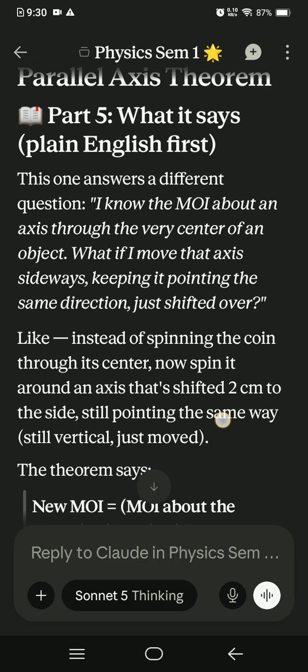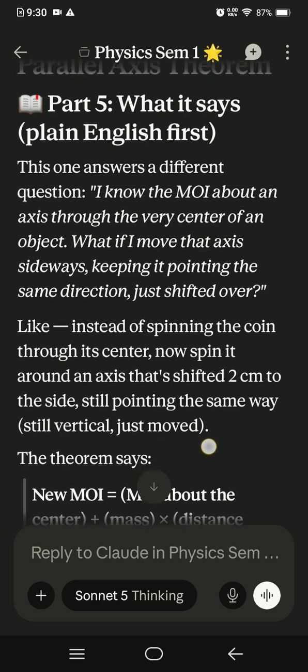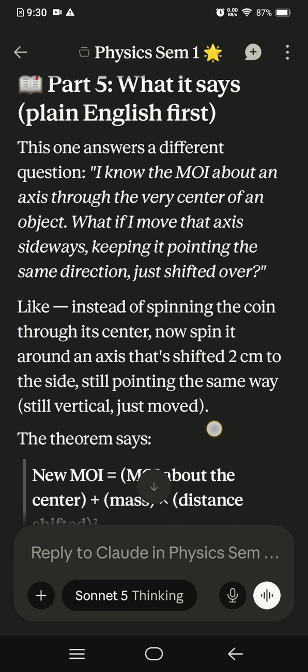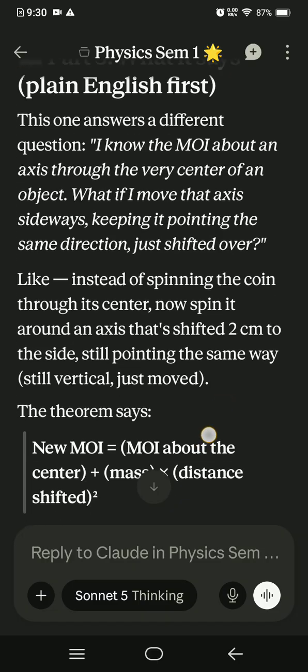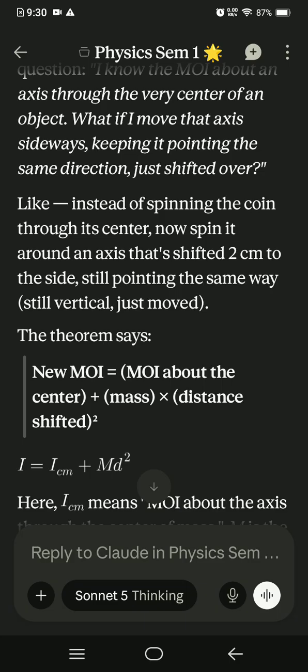Like instead of spinning the coin through its center, now spin it around an axis that's shifted 2 centimeters to this side, still pointing the same way, still vertical, just moved. So new MOI equals MOI about the center plus mass times distance shifted squared.